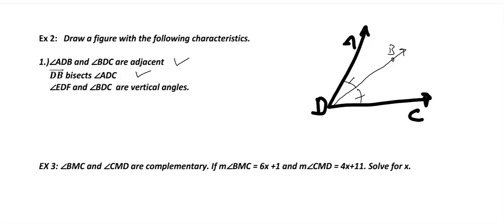Now I just need to make a vertical angle with BDC. BDC is going to be a vertical angle with EDF. So let's just make a vertical angle. I'm going to continue that out as a line and this out as a line. Now those ones are vertical. And now I just need to name it. It's EDF.